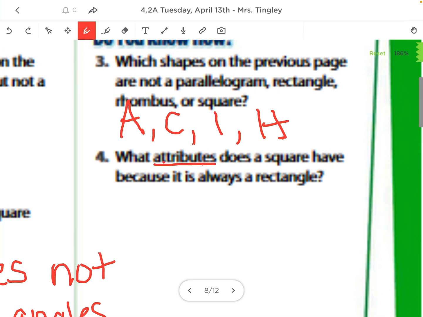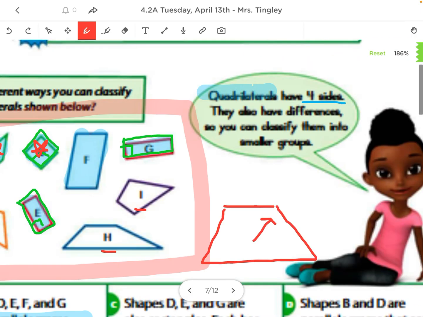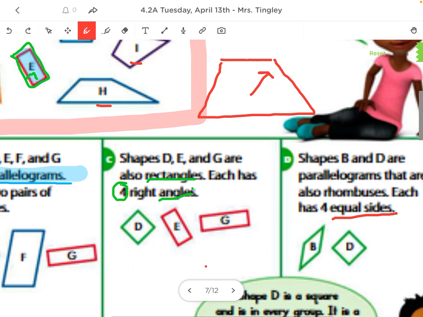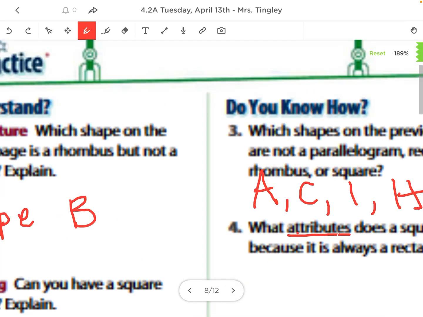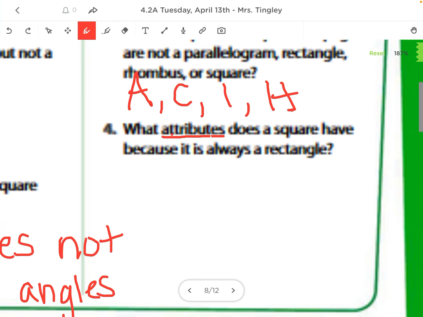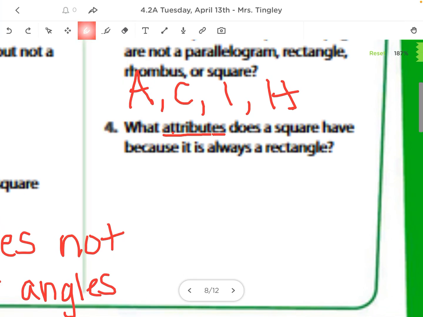What attributes? When you see this word attributes, I want you to think of characteristics. And you'll think of parallel lines, right angles, or equal sides. What attributes does a square have? Because it is always a rectangle. Well, let's look back. And that means if it's a rectangle, it has 4 right angles. That's one of the attributes.